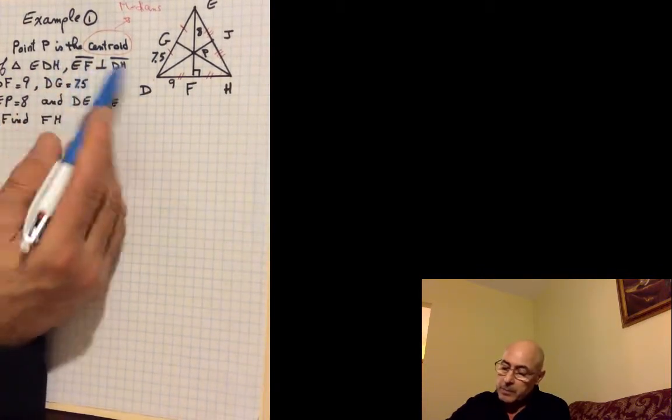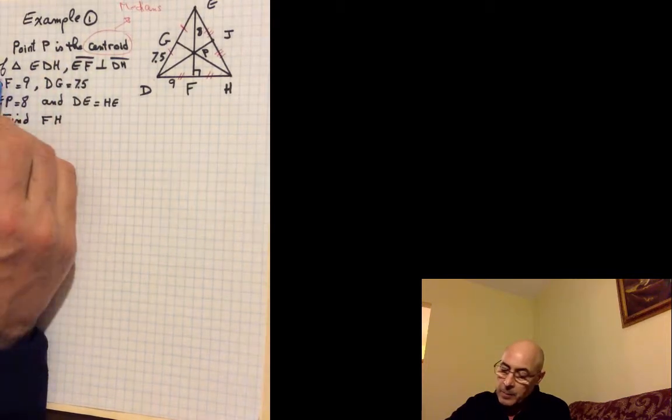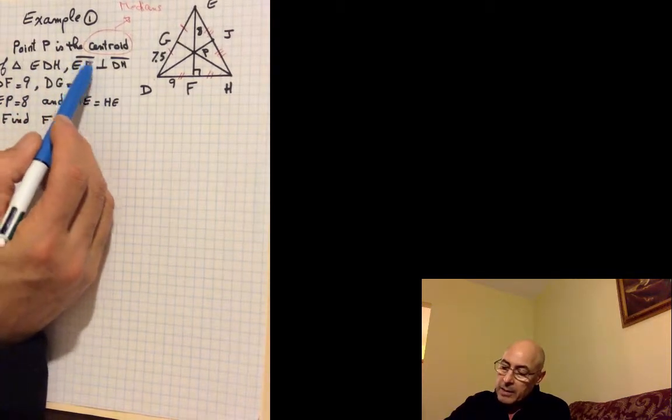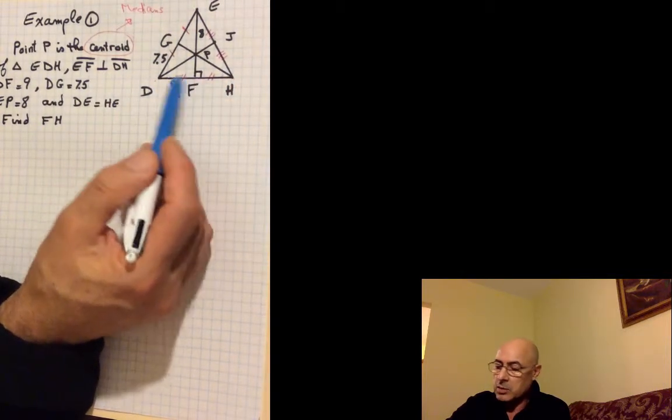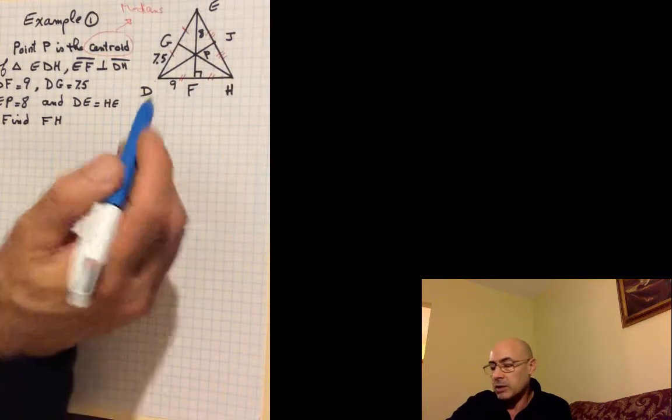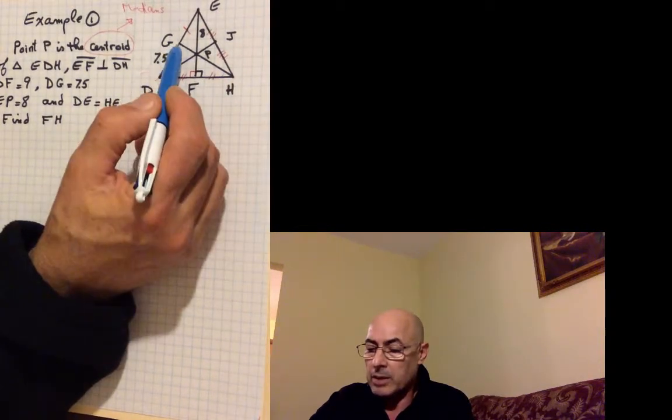Now let's keep reading the rest. Segment EF, this one is perpendicular to segment DH. That's already marked. The only mark you can put on DE equals EH. DE, this side, equals the other side. Since these two sides are congruent, when I bisect this one and I bisect this one, all these four halves should be congruent to each other, should be the same length.